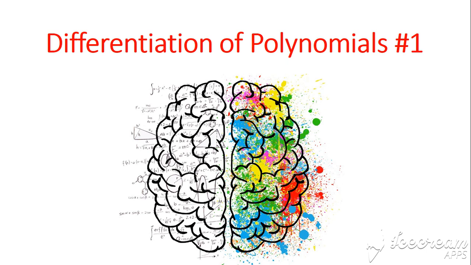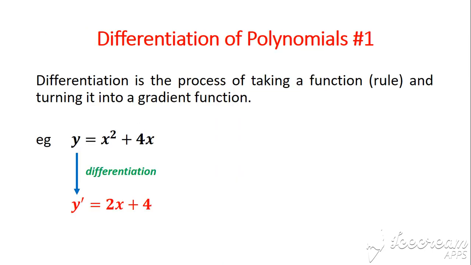In this video we're going to focus on the basics of differentiation with polynomials, a skill you probably came across last year in your level 2 course. Differentiation is the process of taking a function, which is a flash word for the rule, and turning it into a gradient function. For example, if we took the function y equals x squared plus 4x, we could differentiate it and turn it into y dash is equal to 2x plus 4. We'll talk about what gradient functions are at another stage when we get into the application side of things.